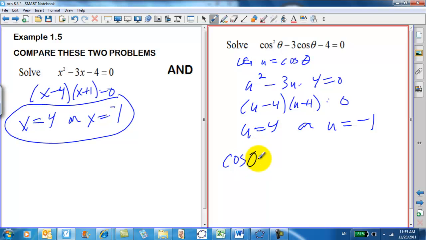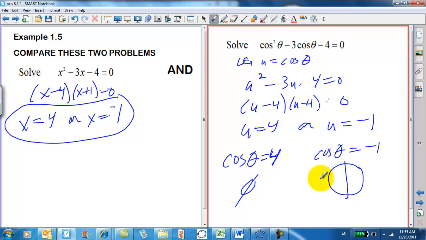So the cosine theta equals 4, which can't happen. No solution there, because there's no way to get an x-coordinate of 4 on the unit circle. Or the cosine theta equals negative 1. And that can happen on the unit circle. That's back here, at negative 1 comma 0, where theta equals 180 degrees.